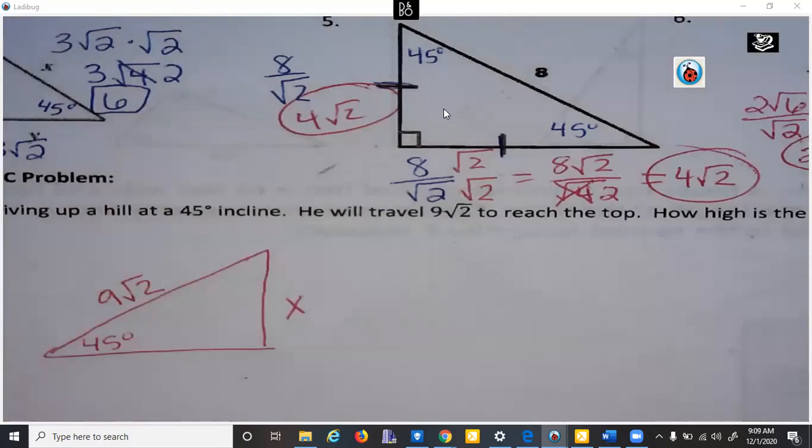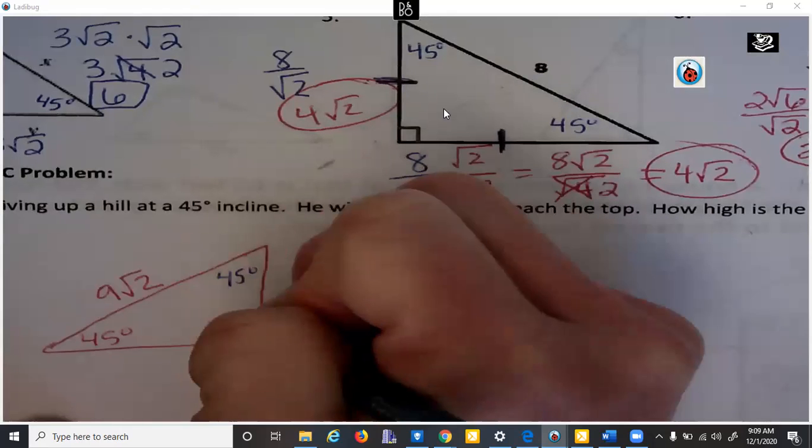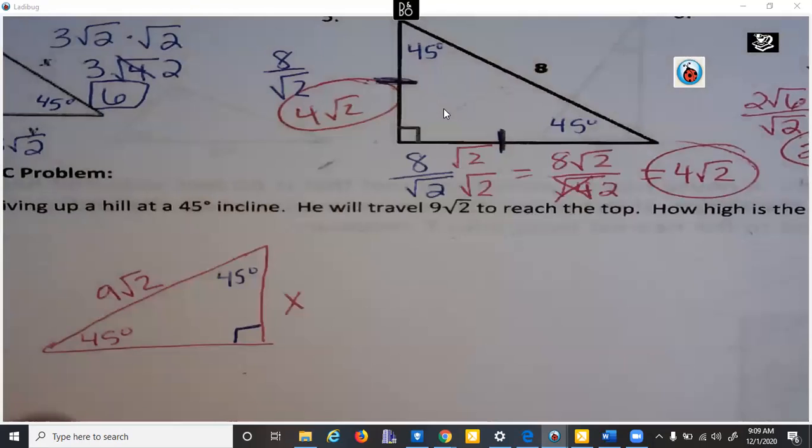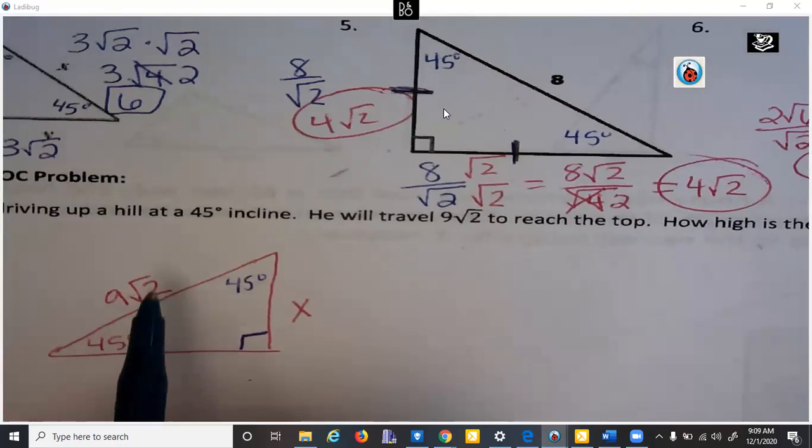All right, so this is a 45, 45, 90 triangle. What is the non-root 2? How about somebody who has not answered before? Is this the hypotenuse or a leg? Hypotenuse. Thank you, Addie. It's the hypotenuse.